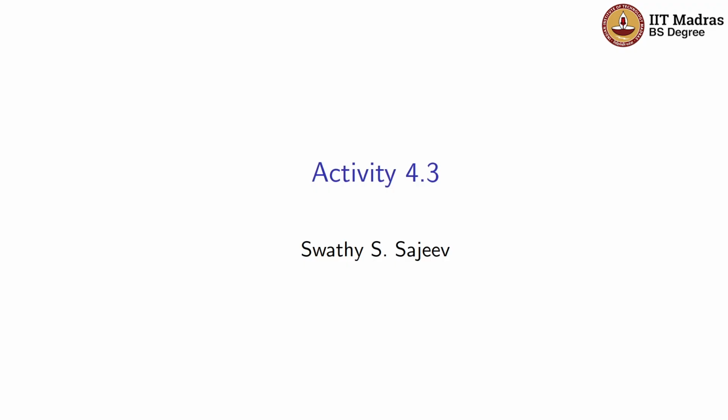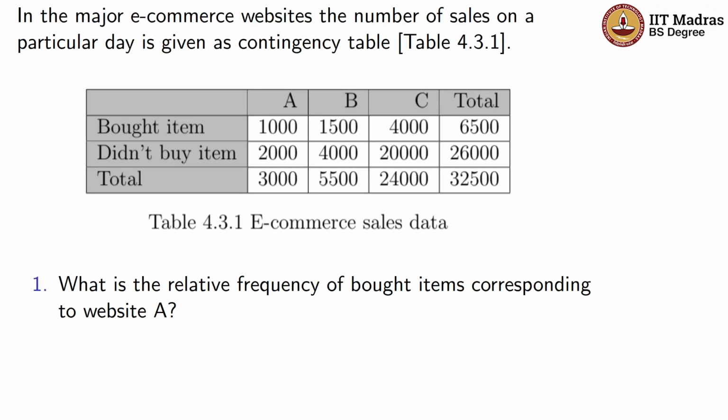Everyone. Today we are going to solve activity 4.3. So our first question is, in the major e-commerce website, the number of sales on a particular day is given as a contingency table. We have three columns, A, B and C, and three rows, which are bought item, didn't buy item and total. Now the question is, what is the relative frequency of bought items corresponding to website A?